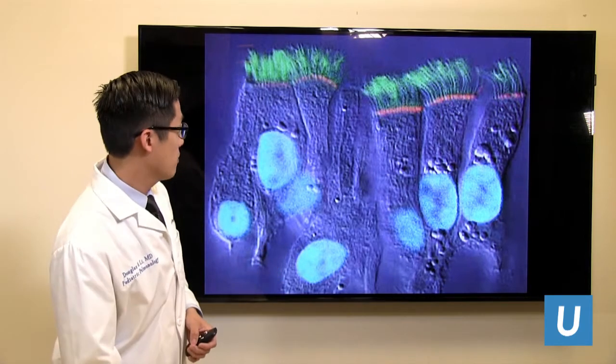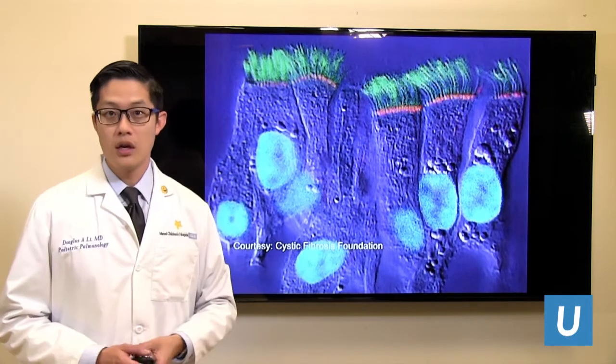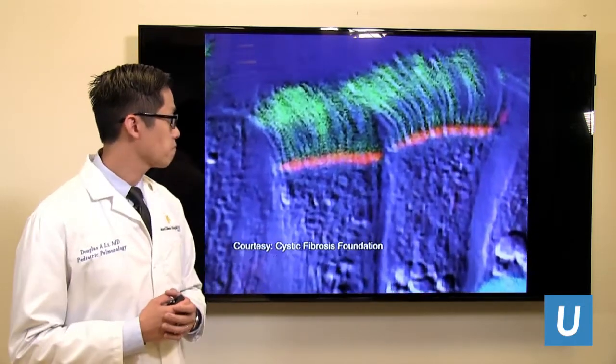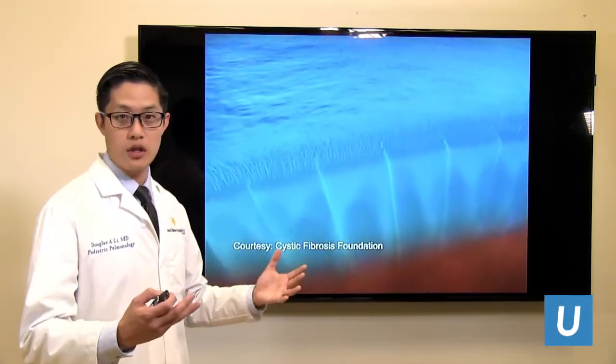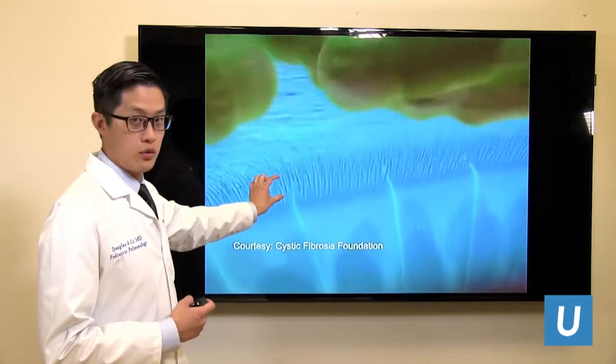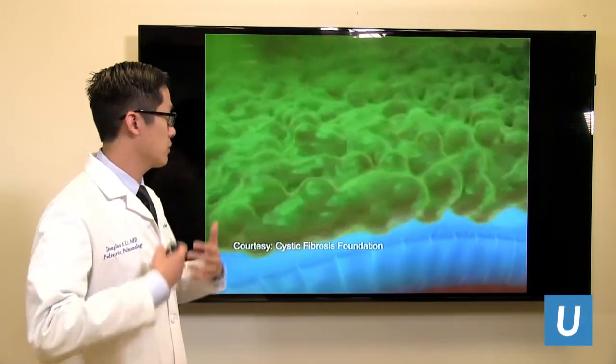I have a video here which will first depict what happens in a normal airway. We're going to take a closer look so you can see the system functioning in a healthy patient. You have the beating cilia in the liquid layer, with flowing mucus on top. This mucus is flowing up so you can cough it out.